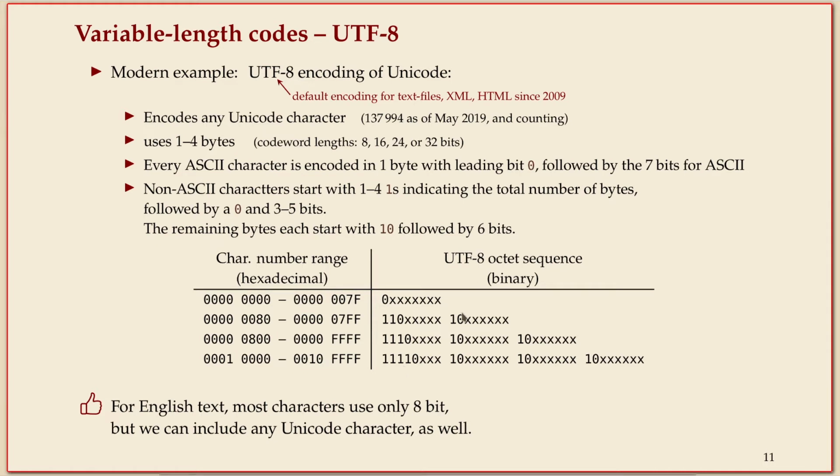Why do you think we need this 1, 0 here in the next bytes? We could have just left it out because this already tells you how many bytes are following. Any guesses?